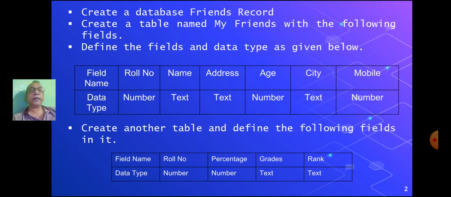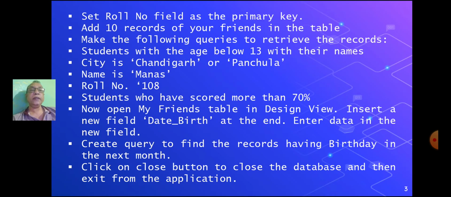Similarly, create another table and define the following fields in it. The field names for the second table are roll number, percentage, grades and rank. After creating these two tables, set the roll number field for both the tables as primary key and enter 10 records of your friends in the table and solve the queries given below.